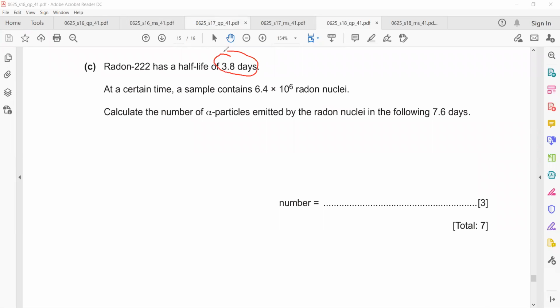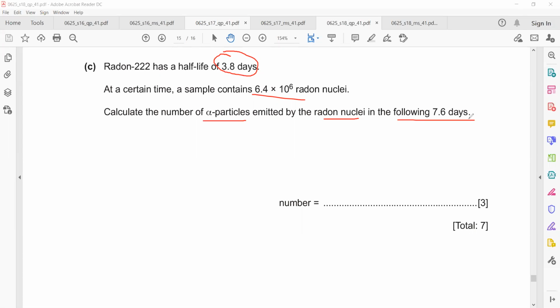It means after every 3.8 days, it will become half of its original value. At a certain time, a sample contains 6.4 × 10^6 radon nuclei. Calculate the number of alpha particles emitted by radon nuclei in the following 7.6 days.